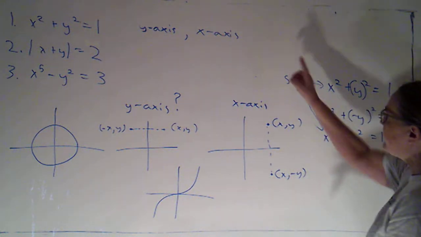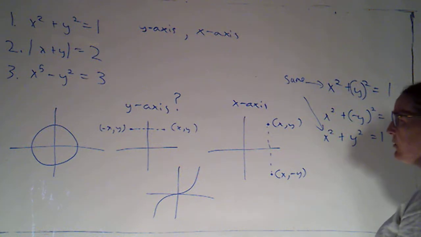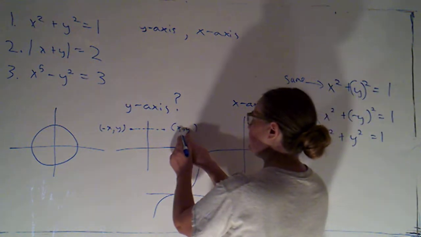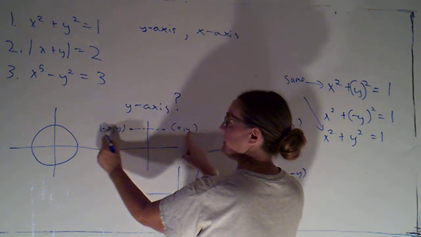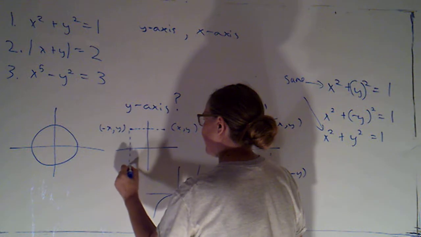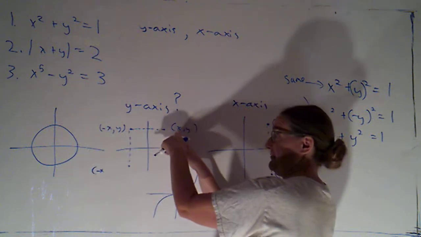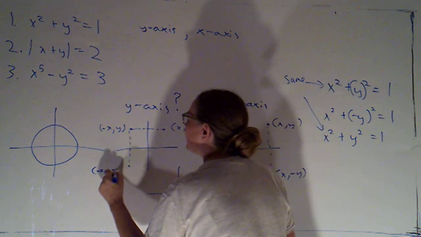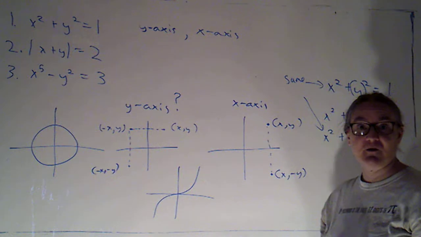But if something has symmetry about both axes, it's going to have symmetry about the origin, because notice, if it's got symmetry about the y-axis, then this point being on the graph means this point is on the graph. But if this point is on the graph, it's going to have a mirror image that would have the same x value, which is the opposite of this x value, but the opposite y value. And that's the point that would be the mirror image about the origin.